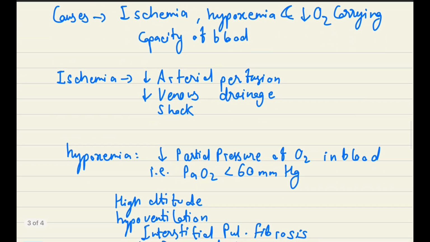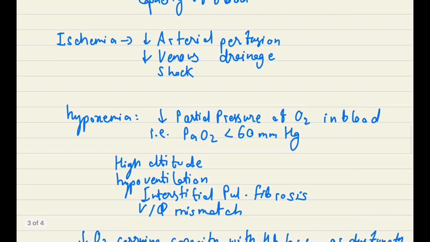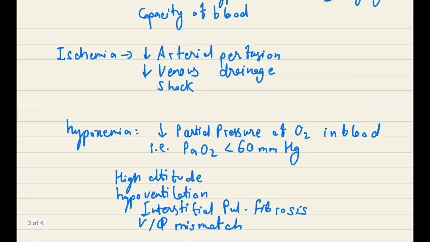Okay. Now let's see the causes of hypoxia. It includes ischemia, hypoxemia, and decreased oxygen carrying capacity of blood. These are all different. Let's talk about what is ischemia. Ischemia is decreased blood flow through an organ.